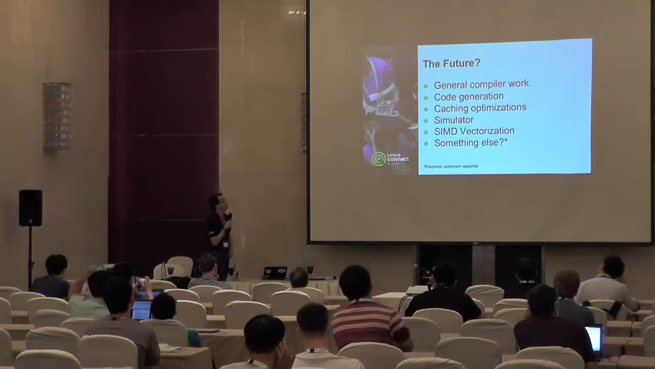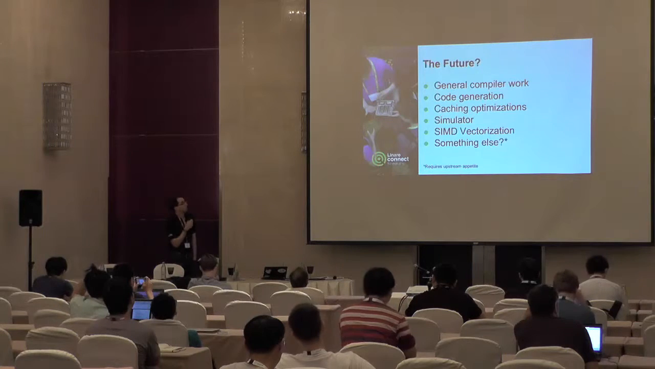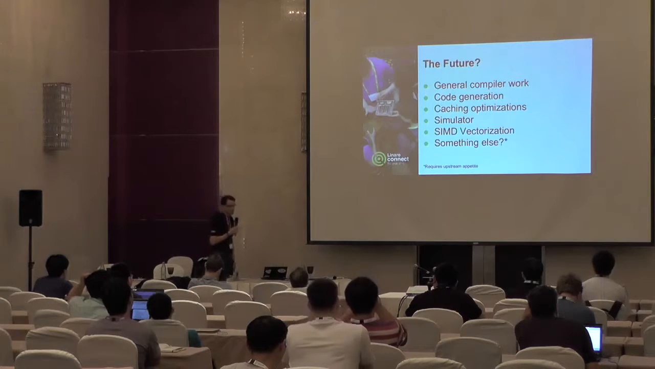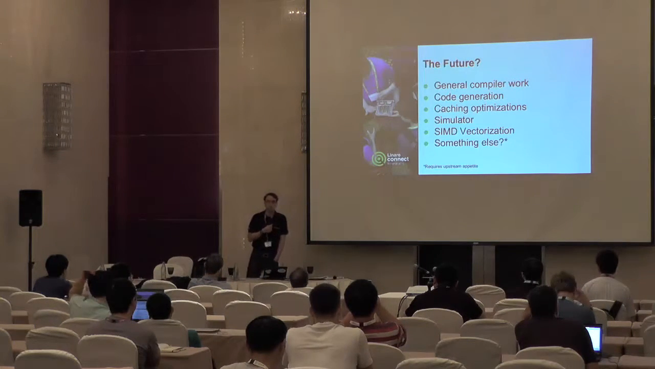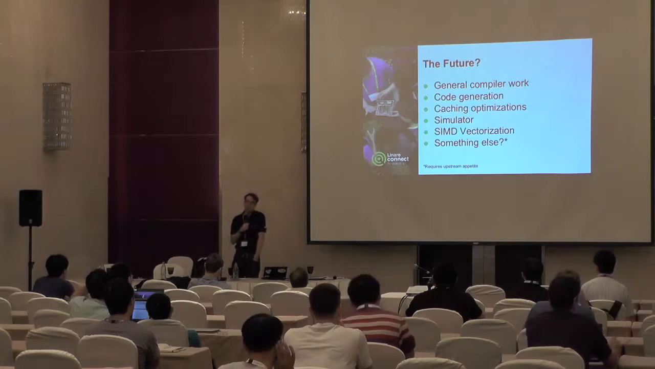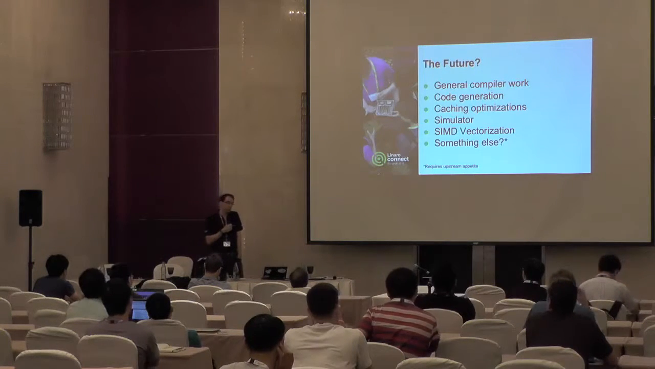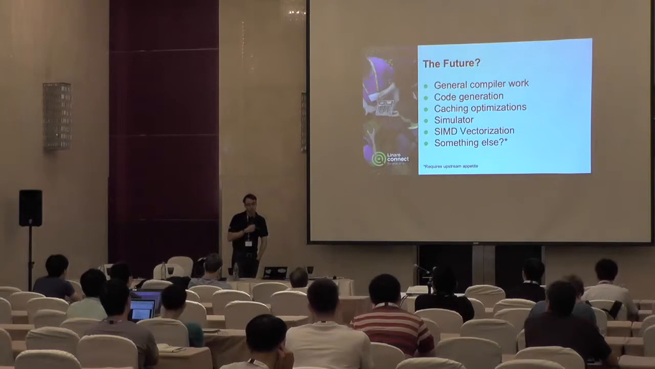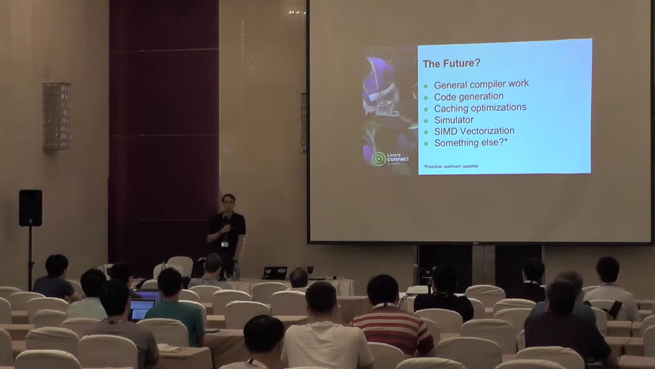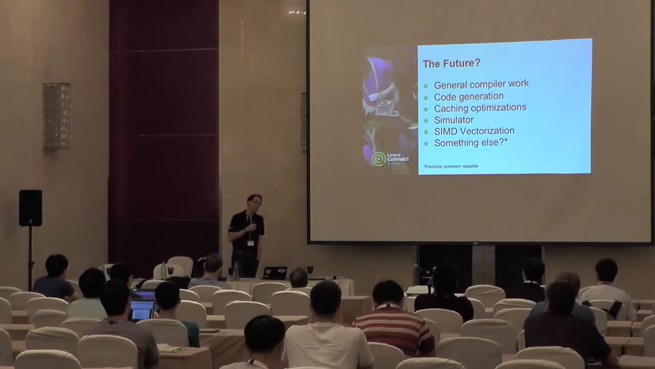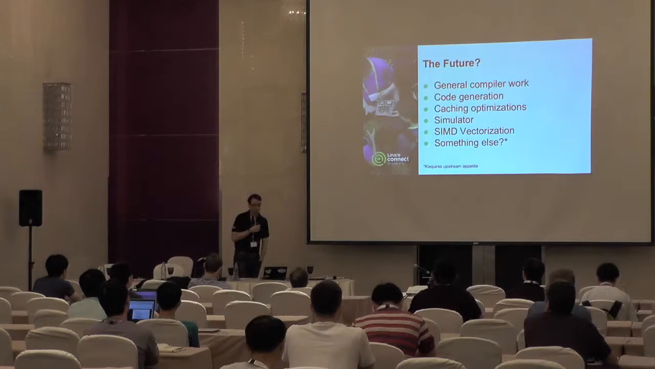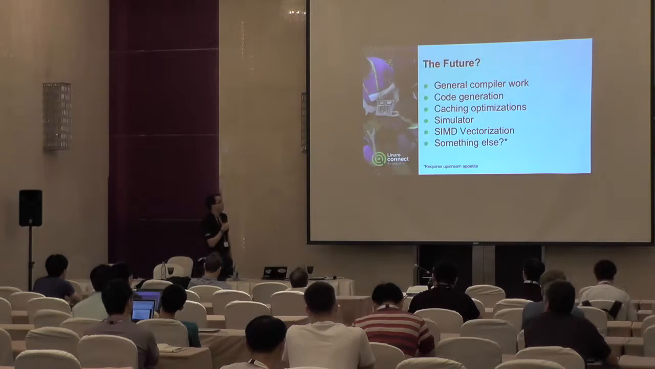Okay, in the future, what might new members to our team expect to work on? There's much general compiler work. The optimizing compiler is relatively immature. Code generation work, caching optimizations are something that proof of concept work has shown there are definite potential gains for, particularly with future architectures. There's a simulator which is ongoing.